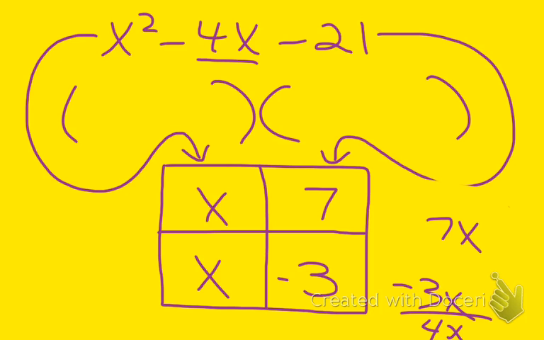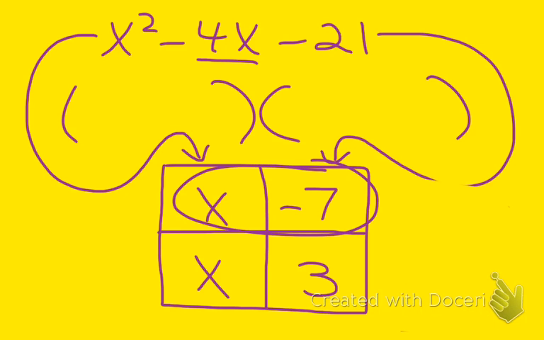So what could we have done differently to get a negative? We could have made the 7 negative. That's correct. That would have made that a negative, and that a positive, and that a negative. So these are our answers. This is how we write our answers. That was our check. So these are our factors, right here and here.